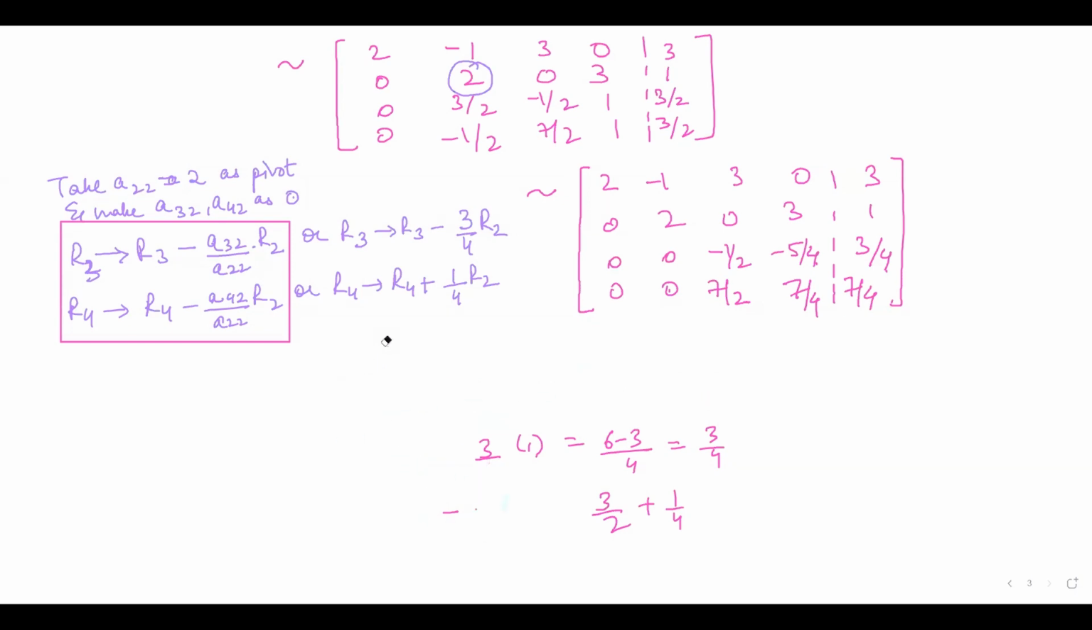Now, have we achieved the upper triangular matrix yet? No, we haven't, because again, we need to make this element 0. That would be our last element.